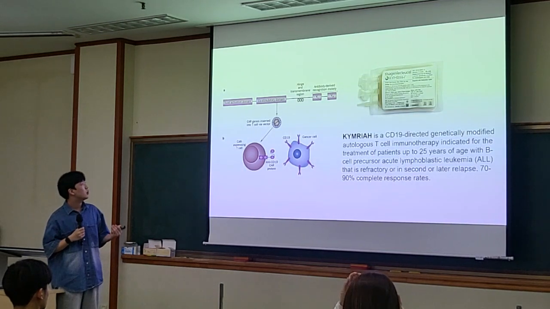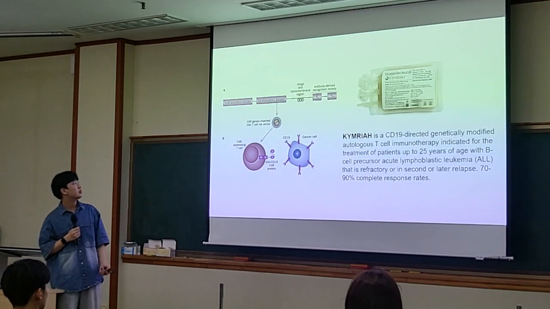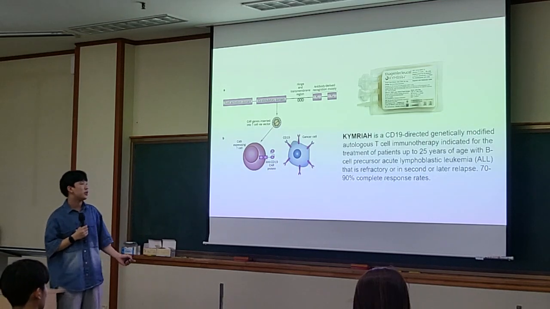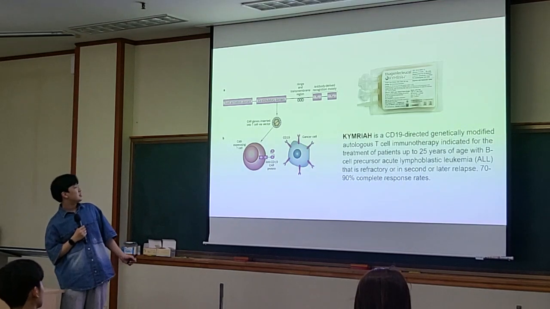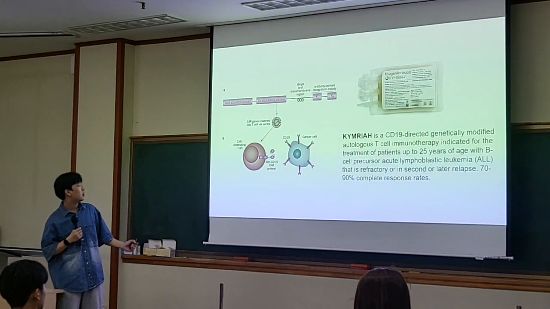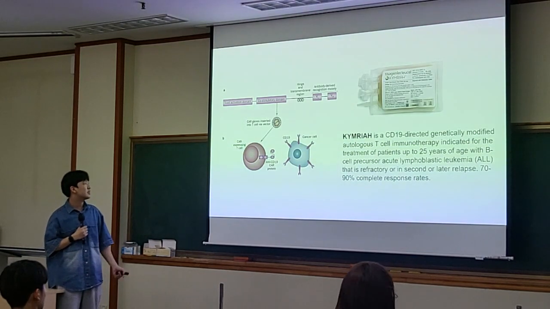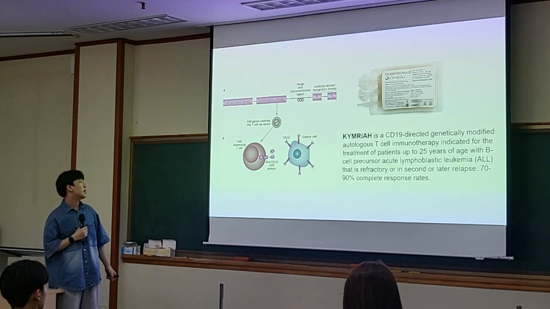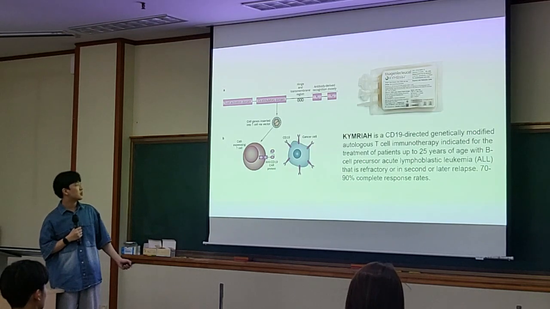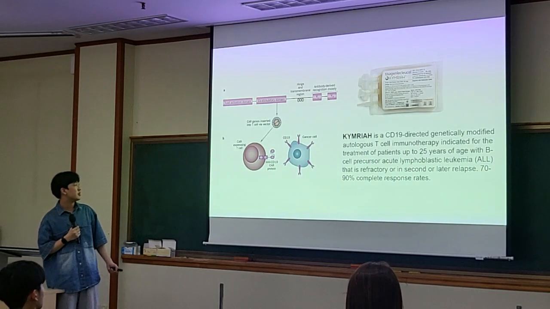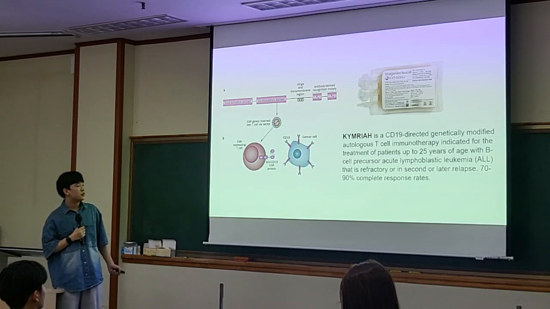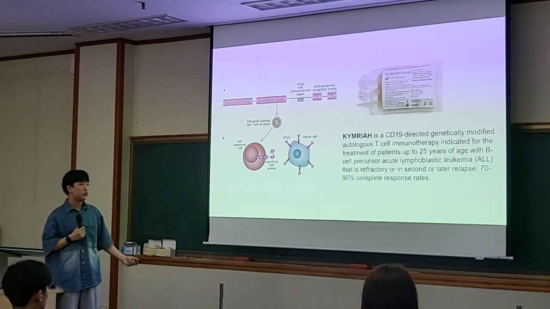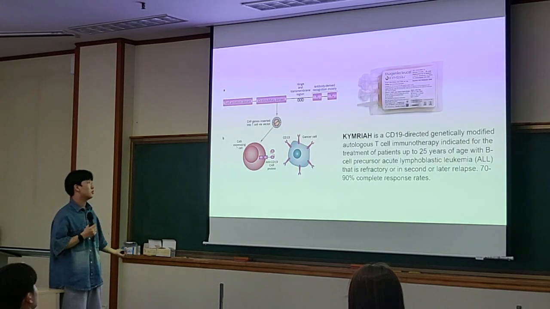And by using a viral vector, we will put these CAR genes into T cells, so we could make a CAR T cell. And this T cell could make an anti-CD19 CAR protein in the case of Kymriah. So by binding between the anti-CD19 CAR protein and CD19 receptors of cancer cells, CAR T cells could recognize cancer cells more easily, so we could treat cancer better.